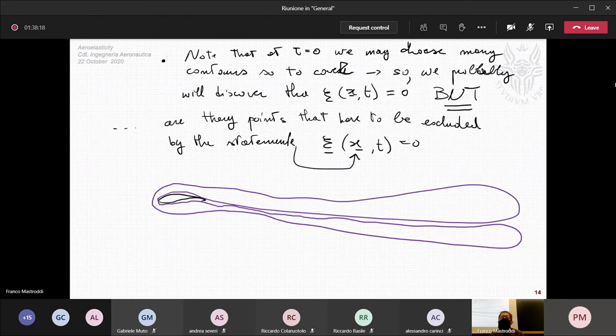This is the worst possible degeneration of our original circle, respecting all what I said to you. Which are the points that probably should be excluded? I think that the points that should be excluded are this point here.